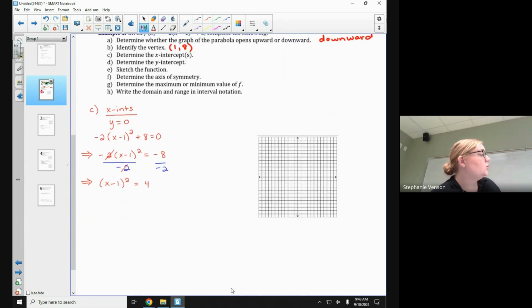FOIL. You could. It would take you longer though. You could FOIL it, subtract the 4 over and try to factor, but it would take forever. What's square root? Yeah, just take the square root of both sides. The only thing you have to remember about taking the square root of both sides is that you always have to put the plus or minus in front of that numerical side. Okay, so over here on the left, the square and the square root cancel, and I'm just left with x minus 1. And then that's x minus 1 equals plus or minus 2, since 2 is the square root of 4.